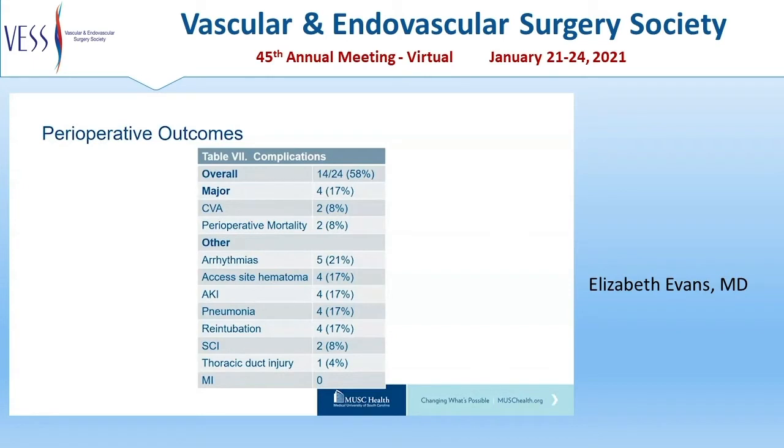In the perioperative period, 58% of patients experienced a complication, most of which were minor. There were 2 strokes, one that occurred at 12 days and one at 20 days post-op. 2 deaths occurred within 30 days of the procedure, and both of these cases were for emergent indications. One was on post-op day 1, presumed secondary to extensive bowel ischemia, and the other occurred shortly after discharge, and the exact reason was unknown as an autopsy was not pursued.